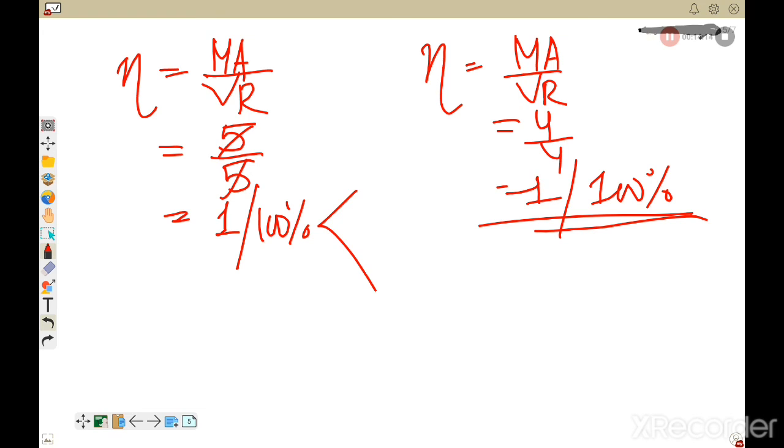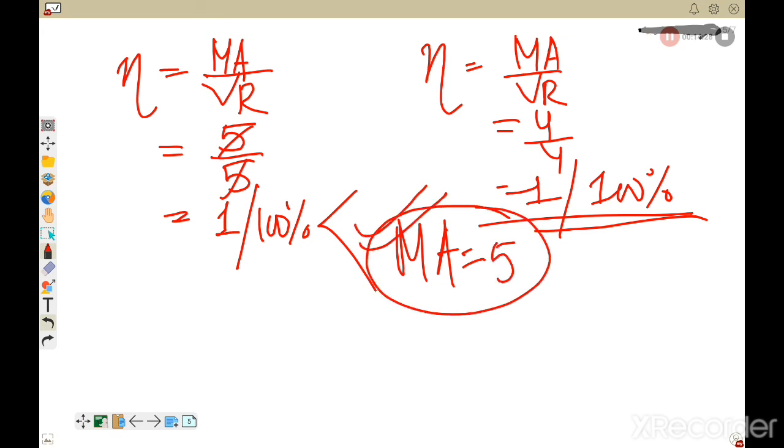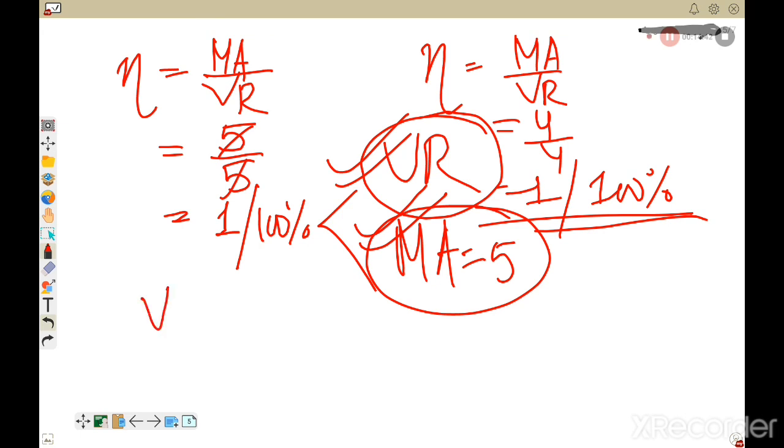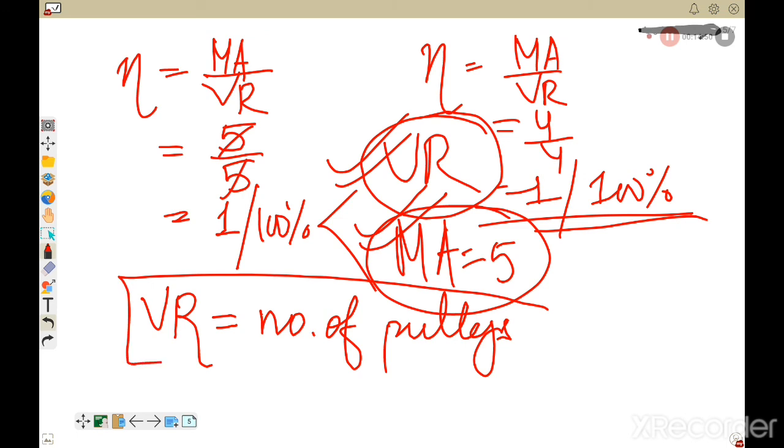right? Yes. So in turn you can see that mechanical advantage cannot be equal to what? How much? The number of pulleys here, because mechanical advantage is always less than velocity ratio, and you know velocity ratio is the quantity which always remains constant for a given machine, in this case a pulley system. So we can see that in a block and tackle system, velocity ratio equals the number of pulleys. So this is a very, very important thing that you have to remember.